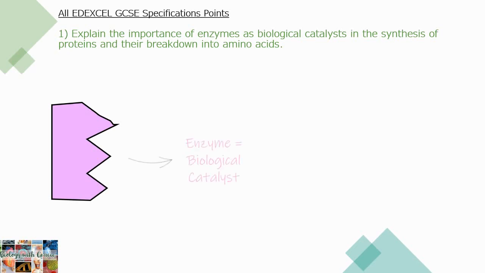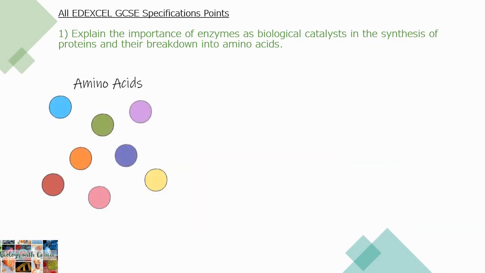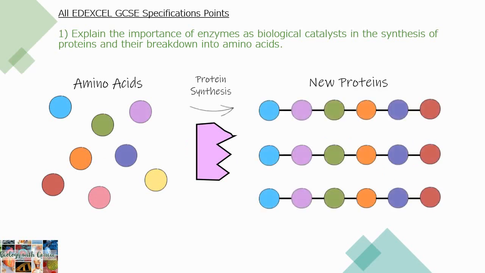For our first specification point, we're going to be discussing enzymes, and so here we have our enzyme, and enzymes are known as biological catalysts. These enzymes are really important in catalyzing protein synthesis and also protein breakdown reactions. So here we have our amino acids and our enzyme, and the enzyme is going to help us in protein synthesis. So it's going to help these amino acids bond together to form new proteins, and then when these new proteins need to be broken down back into amino acids, this is where the enzyme helps too.